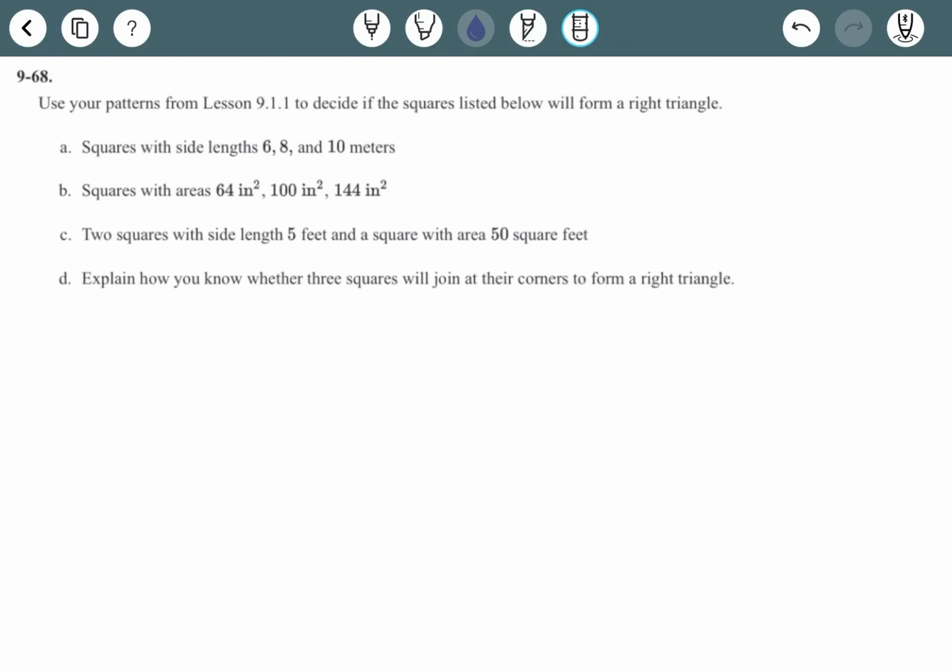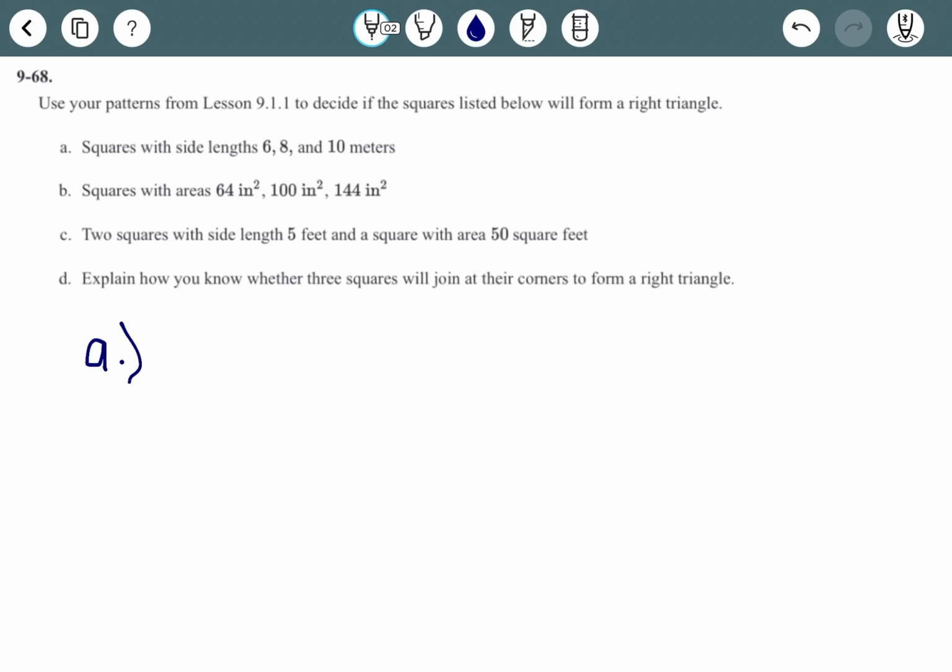Problem 968, use your patterns from lesson 911 to decide if the squares listed below will form a right triangle. Part A, squares with side lengths 6, 8, and 10 meters.